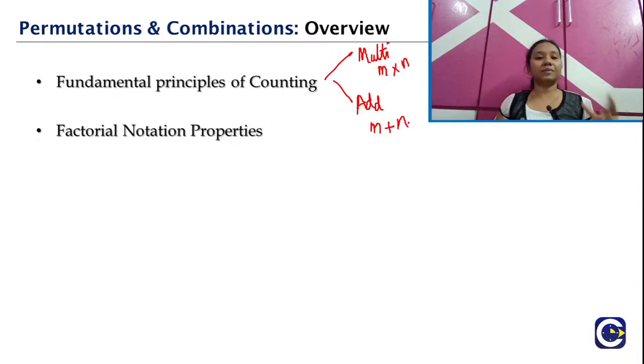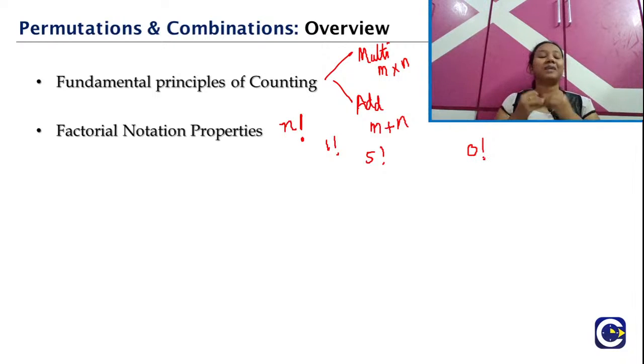Apart from the fundamental principles of counting, there is one more important topic, which is factorial. The symbol we use to represent a factorial is this. If we write n, it will be n factorial; 1 will be 1 factorial; 5 will be 5 factorial. We have seen the representation and the corresponding definition of it, along with a few properties related to the factorial notation. The most important one is 0 factorial.